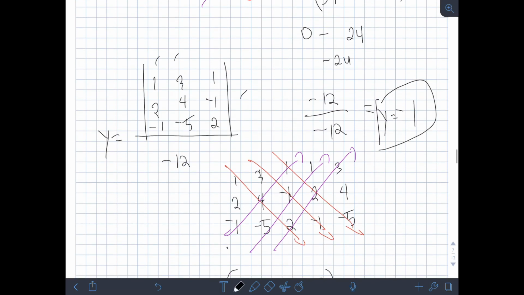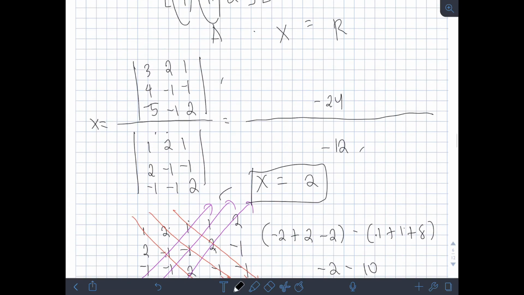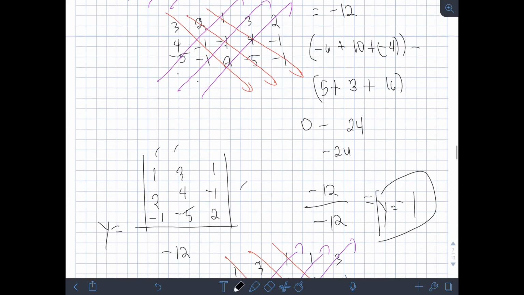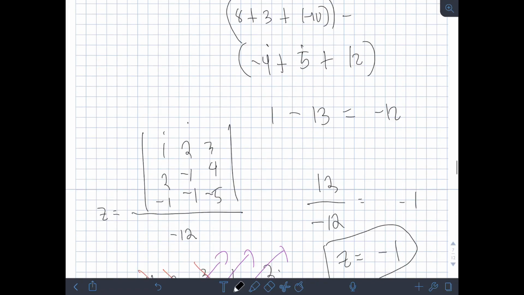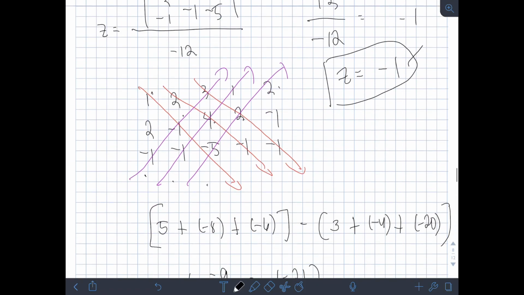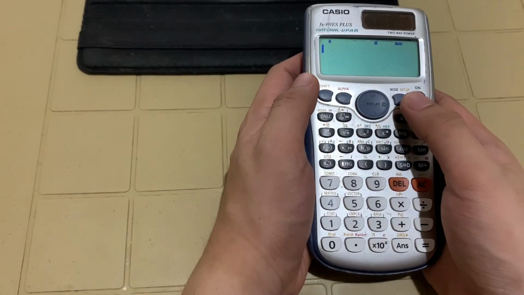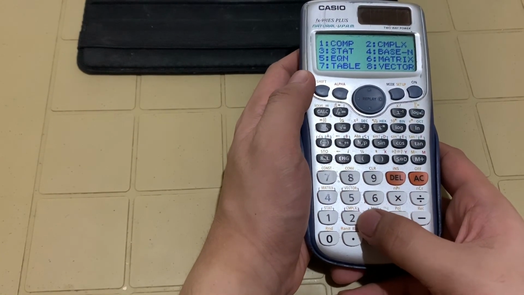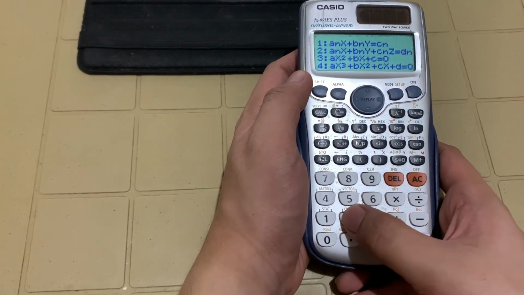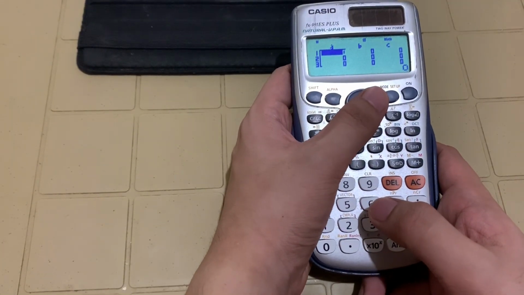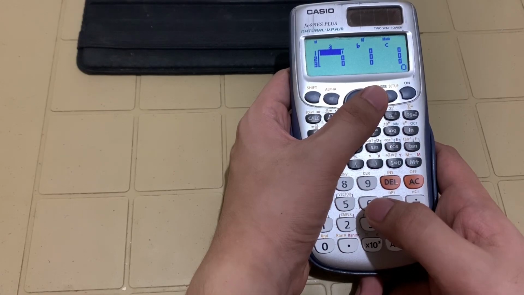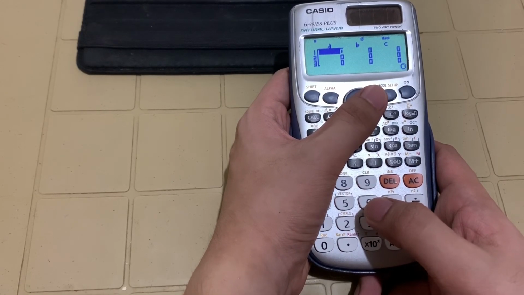So, therefore, our solution is x is 2, y is 1, and z is negative 1. Okay, so check natin sa calculus kung tama yung nasolve natin. So, para ma-check, punta ulit tayo sa mode 5, this time 2. Then, input natin yung numerical coefficients nung mga variables x, y, at z, tsaka yung constants.